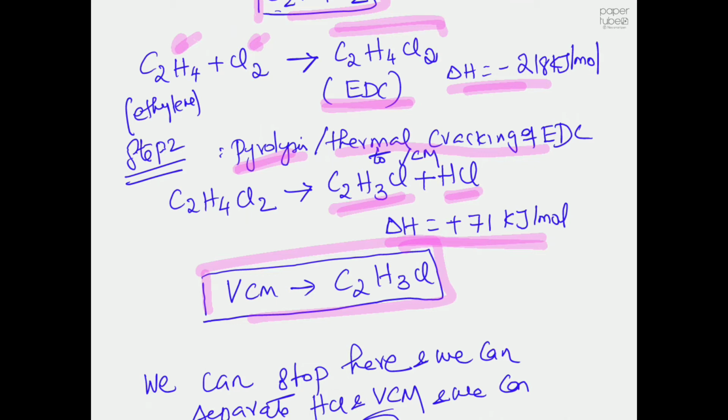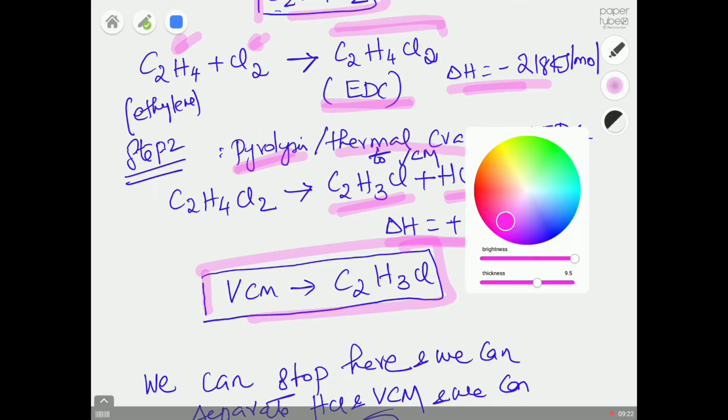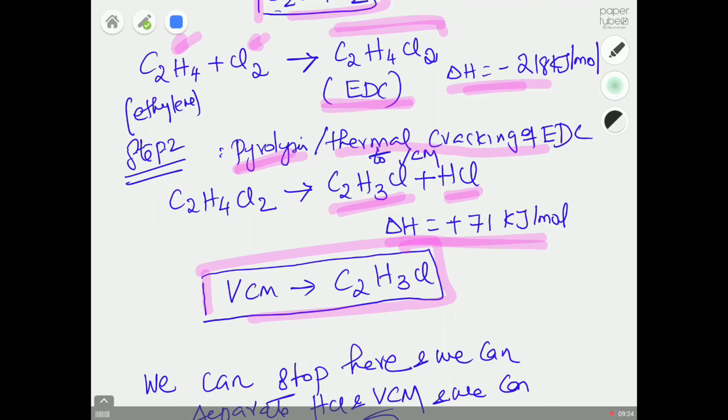So what we can see in this, let's change the highlighter color, just to see the green highlighter. You have 1 mole of ethylene reacting with 1 mole of chlorine in order to get 1 mole of ethylene dichloride. So keep this stoichiometry in mind, 1 mole, 1 mole and 1 mole. And then you pyrolyze this 1 mole of your ethylene dichloride to get 1 mole of your product, vinyl chloride monomer, and then 1 mole of your byproduct, which is your hydrochloric acid.